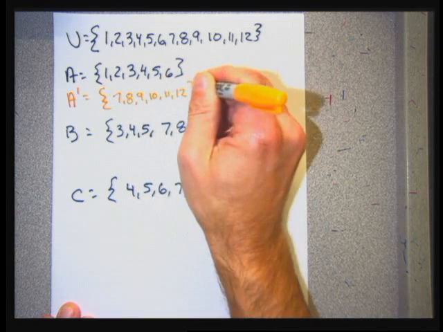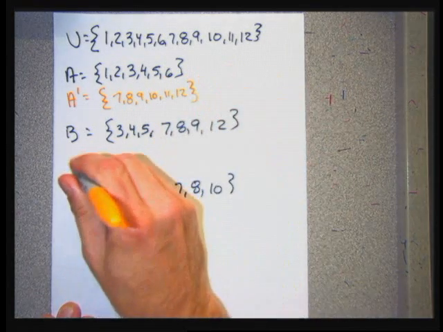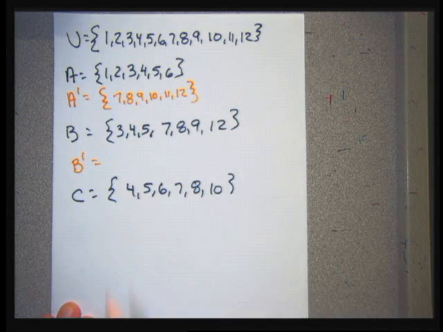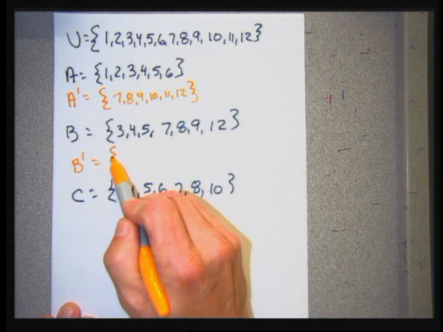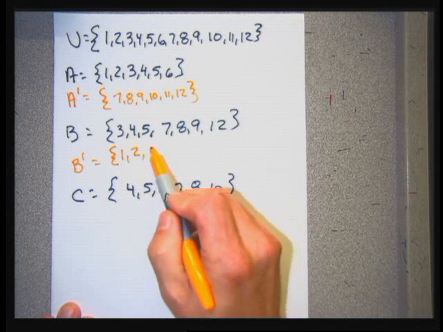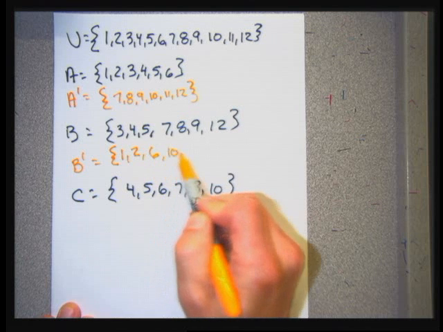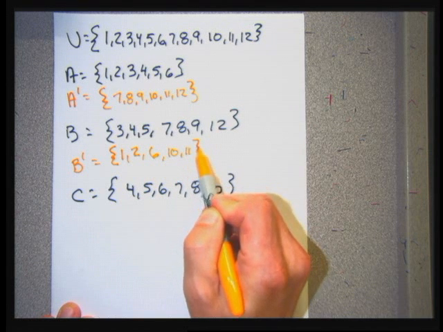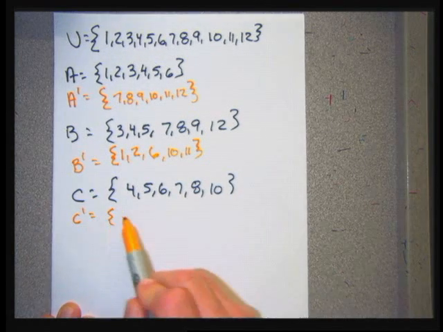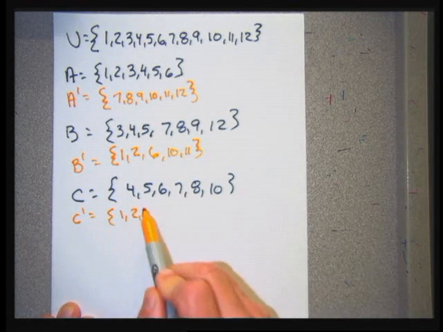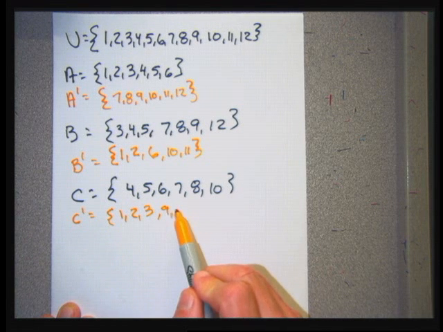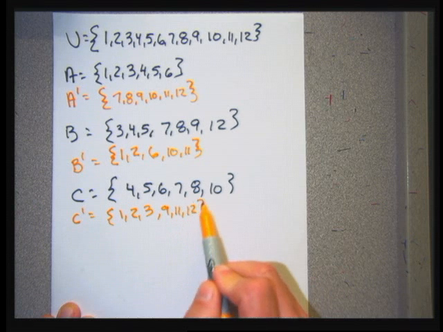I may not need this prime, but it's easy for me to get primes, or complements, so I'll just put them down quickly. B prime is any number between 1 and 12 that's not in B. So 1 and 2, 6, 10, and 11. And again, I might not need that, but since it's not hard for me to get, I'm putting them down. And C prime is going to have 1, 2, 3, 9, 11, and 12.